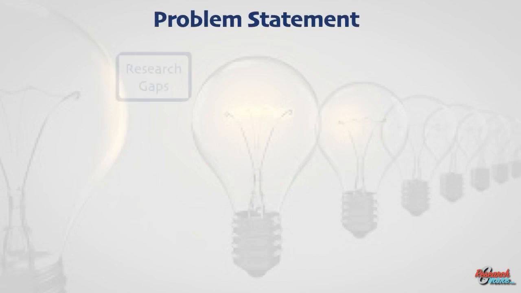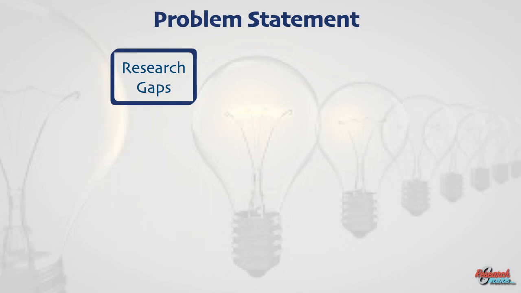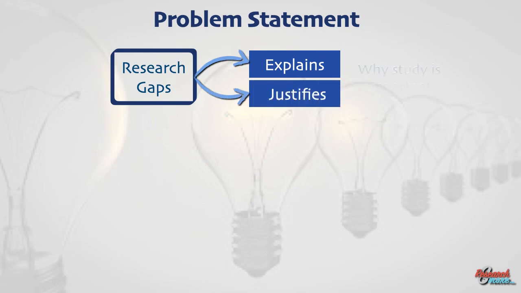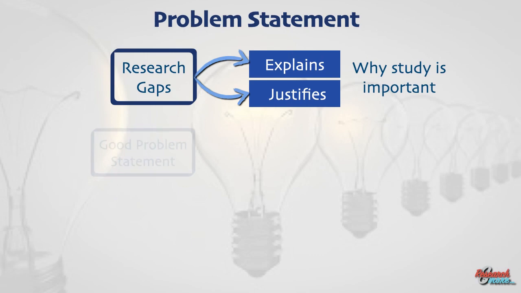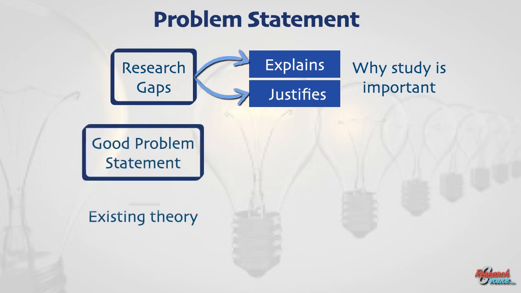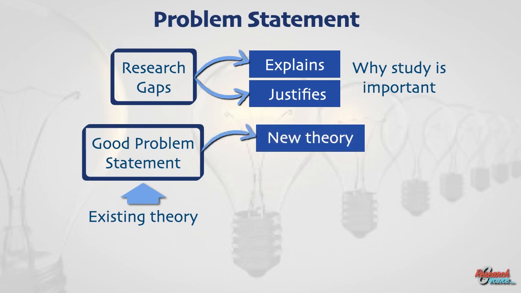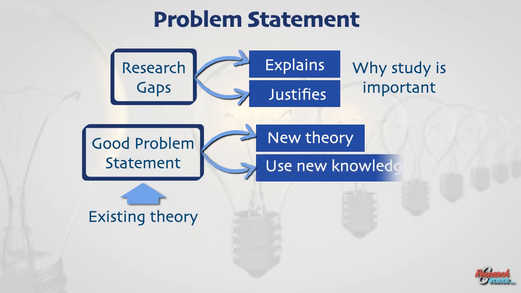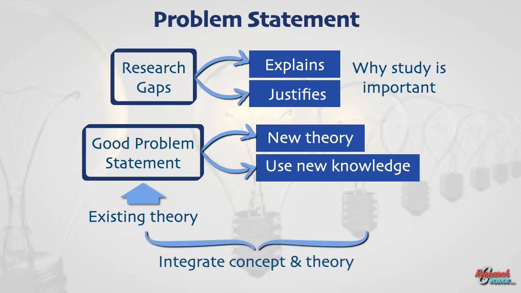In Chapter 1 of Research Proposal or Thesis, the problem statement is explicitly and elaborately discussed as research gaps. It explains the problem and justifies why the study is important. A good problem statement should explain how the research builds on existing theory or contributes to the development of a new theory and the likely use of the new knowledge. Therefore, a good statement of the research problem must integrate concepts and theoretical perspective of the literature.